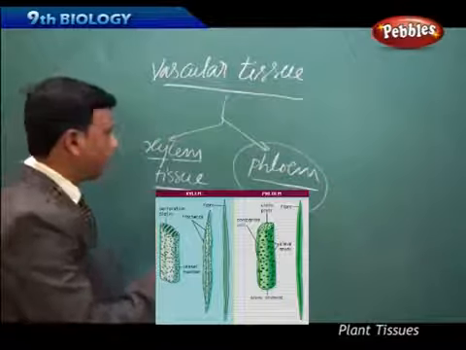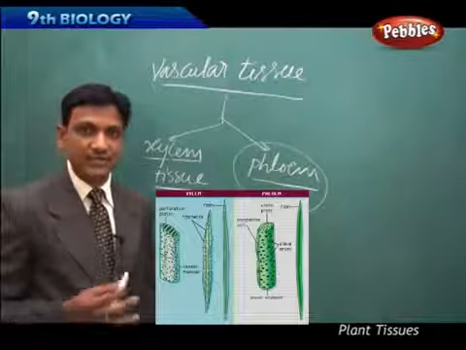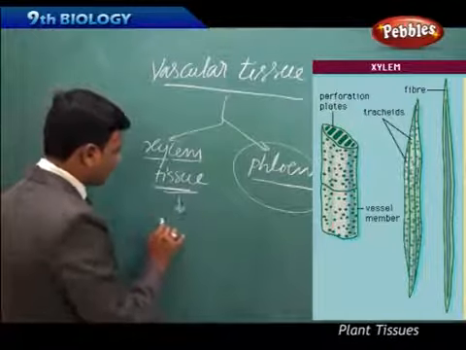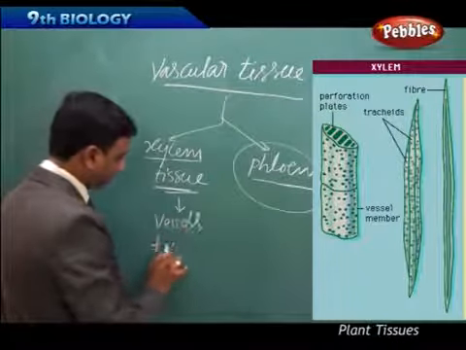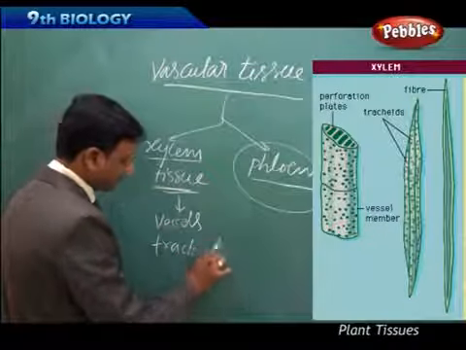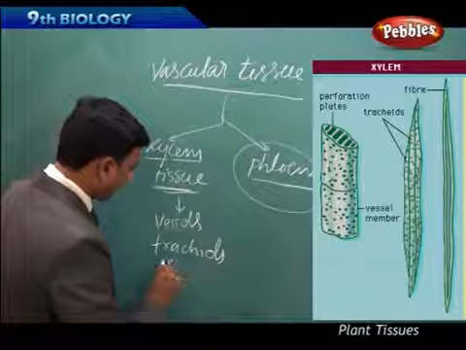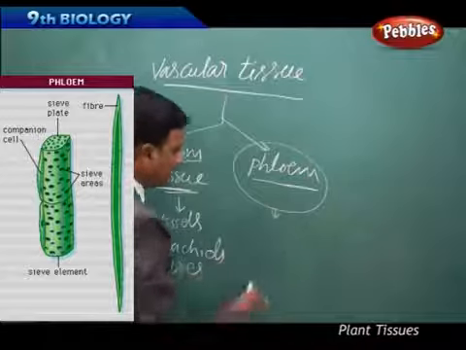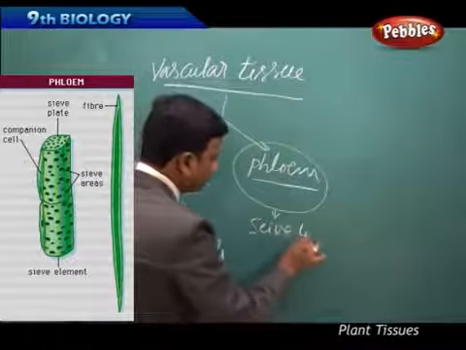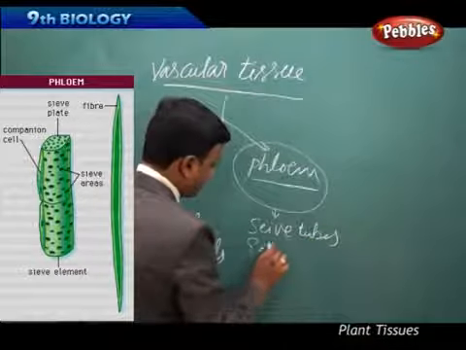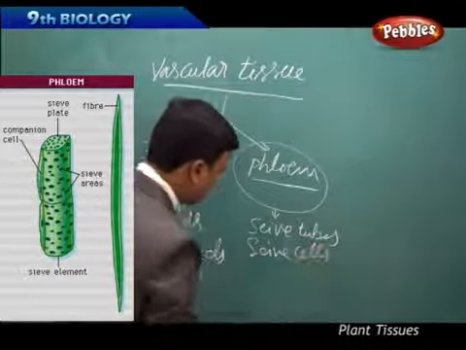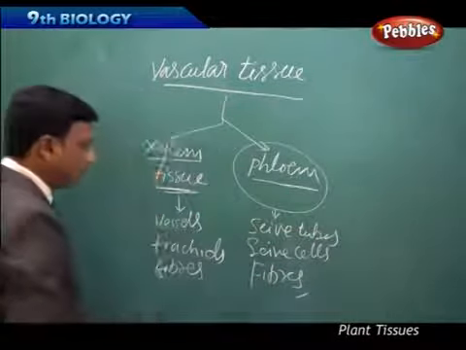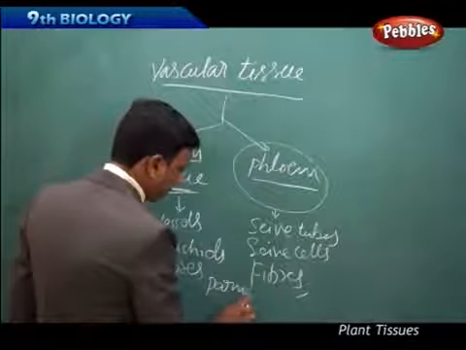The xylem tissue and phloem tissue are composed of different types of cells. Xylem is composed of vessels, tracheids and fibers. In the same way, the phloem tissue is made up of sieve tubes, sieve cells and fibers, etc. And they also contain parenchyma cells.